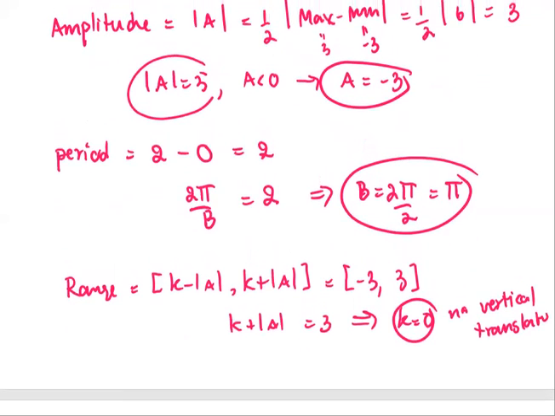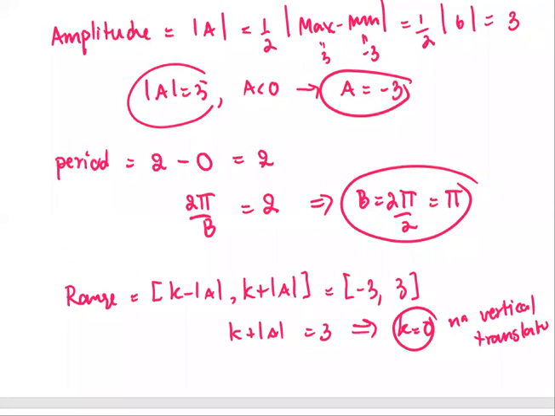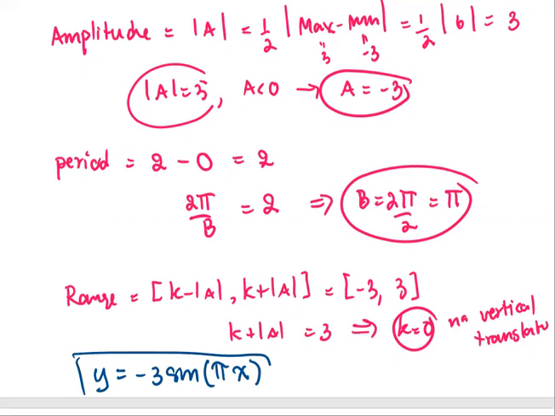Now we put them all together in the equation of the trig function representing this graph. So y equals, the k is 0, the A is negative 3, and it is the graph of the sine function. The b value is pi multiplied by x plus c, which is 0. So then the equation to represent this graph is y equals negative 3 times sine of pi x.